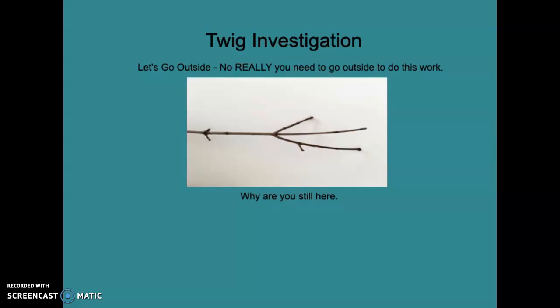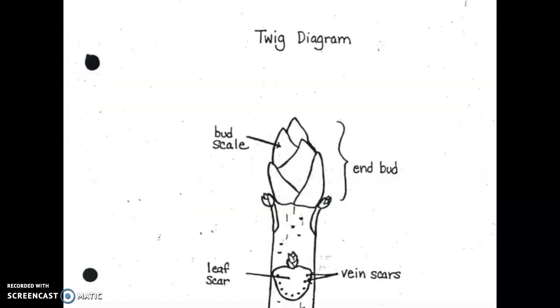So you're going to need to find a tree because a tree has twigs. So go outside. Really? Why are you still here? You're supposed to go outside. Just kidding. Watch the end of the video. Come on. All right. So what you're going to be doing out there is you're going to find a twig.